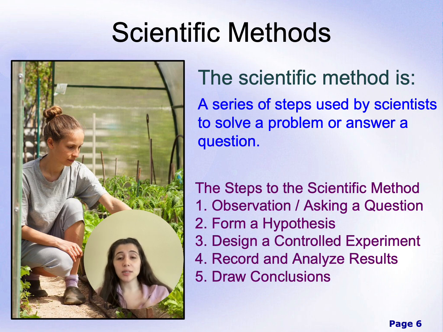Number 1, ask a question based on an observation. 2, propose a hypothesis, a testable explanation. 3, design a controlled experiment to test it. 4, record and analyze the results. 5, draw a conclusion based on the data.